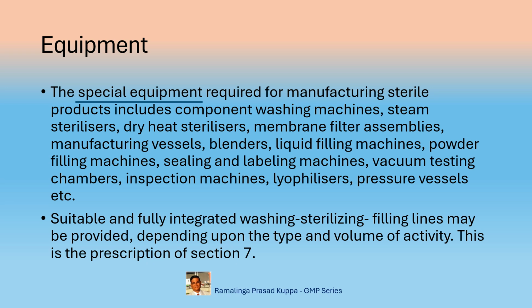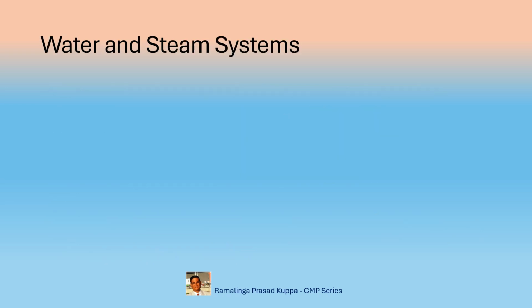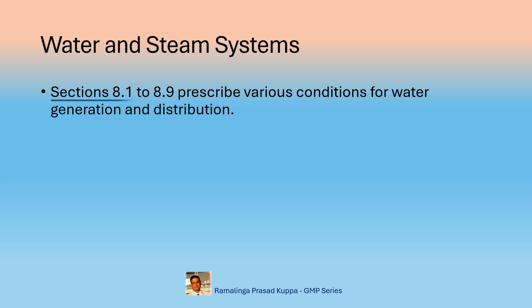This is the prescription of Section 7. For such equipment, the CIP cleaning should be effective to ensure removal of remnants of previous product residues effectively. Water and steam systems. Sections 8.1 to 8.9 prescribe various conditions for water generation and distribution. Requirements for potable water, purified water, water for injection, and water for non-injectable sterile products are described in these sections.